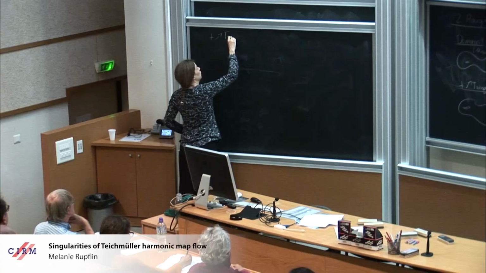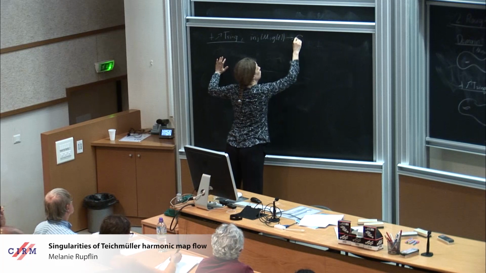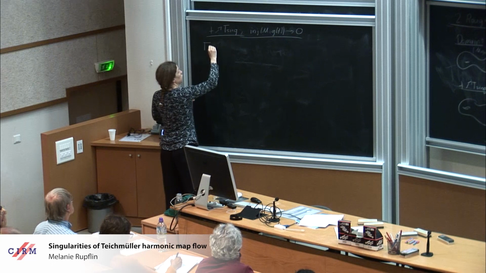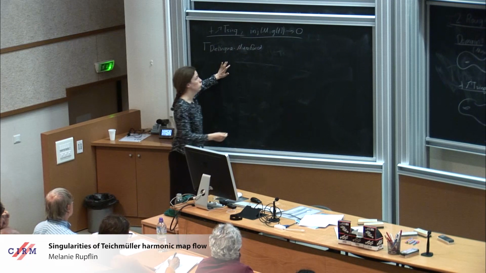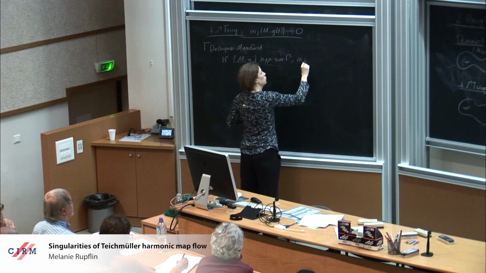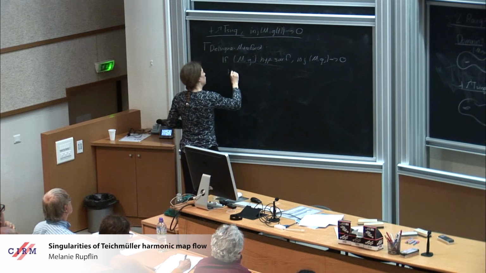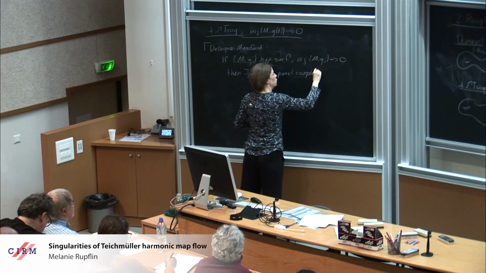So the other situation: what if t goes to T, the singular time, and the injectivity radius of m, g(t) goes to zero? Well, first of all, let me just recall the Deligne-Mumford compactness result, or the differential geometric version, tells you that if I have any sequence (M, g_i) of hyperbolic surfaces, so that the injectivity radius of (M, g_i) goes to zero, then there exists a limiting object Sigma, h, which is a punctured complete hyperbolic surface.